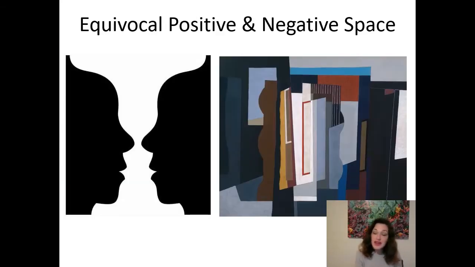Sometimes it's very unclear what is the positive shape and what is the negative space. I'm sure you have all seen these images where, on the left, if you look at the black sections, you see two faces looking at each other. And if you look at the white section, you see some kind of chalice. But it could be either one.